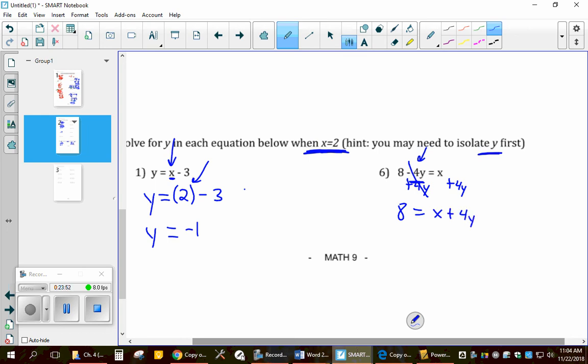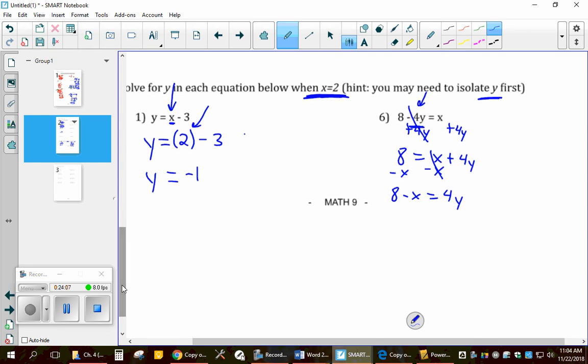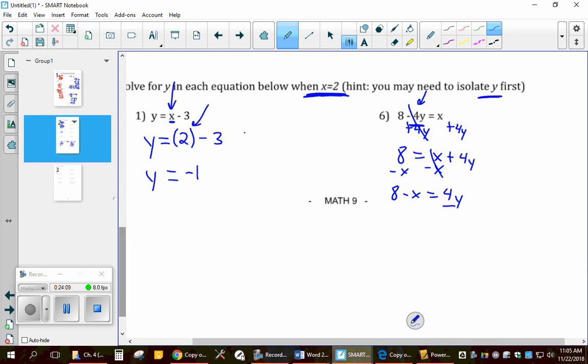So now I need y on its own. What do I do next? I've got to get rid of this x. So minus x, so I get 8 minus x is equal to 4y. And then the next step here, guys, is we are going to divide everything by 4. So I need to divide this by 4 and this by 4. So I end up with 8 divided by 4 is 2, minus x over 4, which is equal to y.